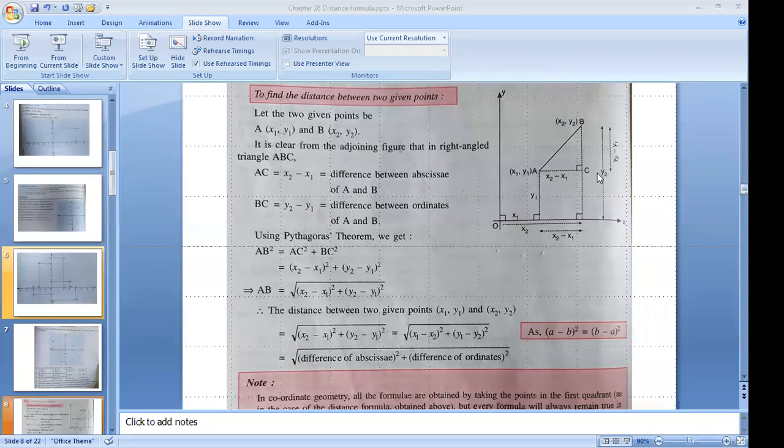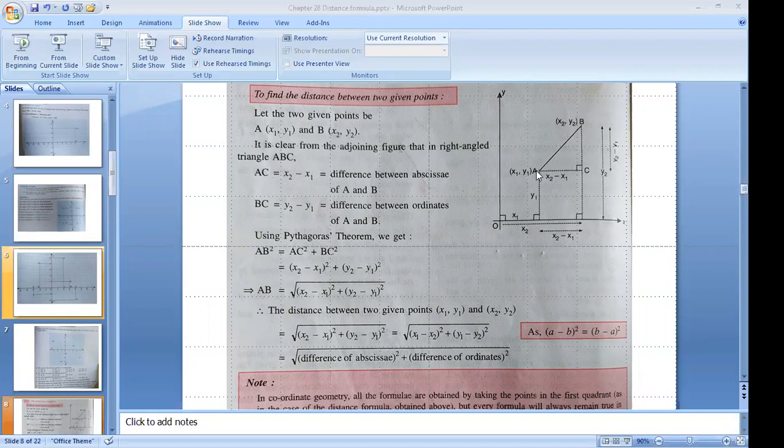Now you must be wondering, sir, what is this point C? It is just where we draw a perpendicular from A onto the perpendicular BD or BE, you can say. So AC is perpendicular to this line. And this distance is simply x2 minus x1. Why x2 minus x1? Because this distance is x2 and this distance is x1, so the remaining distance is going to be x2 minus x1. Similarly, this distance BC is going to be y2 minus y1.